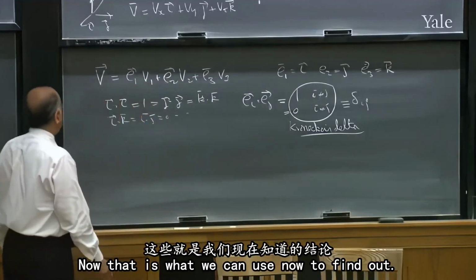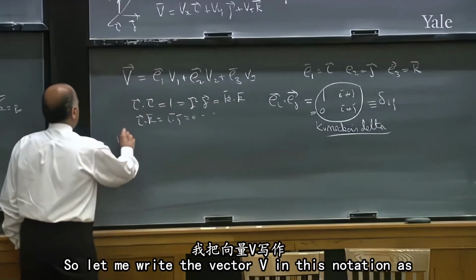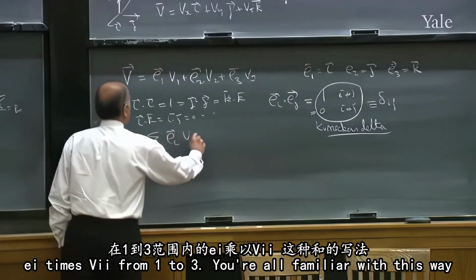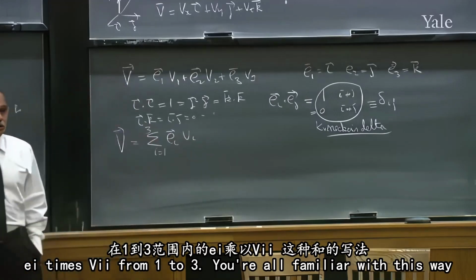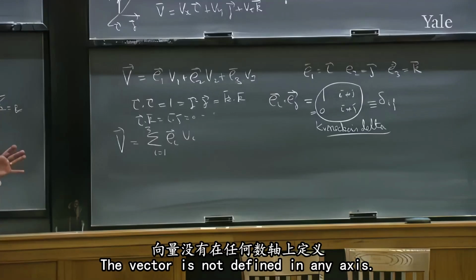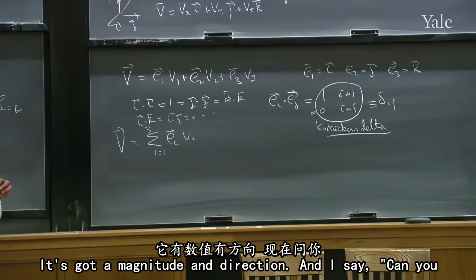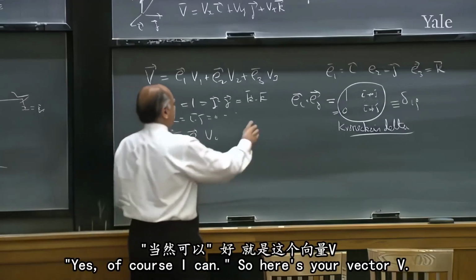Now that is what we can use now to find out. So let me write the vector v in this notation as e_i times v_i, i from 1 to 3. You're all familiar with this way to write the sum? So I come with a certain vector. The vector is not defined in any axis. It's just an arrow pointing in some direction. It's got a magnitude and direction. And I say, can you write the vector in terms of i, j, and k? And the answer is, yes, of course I can.